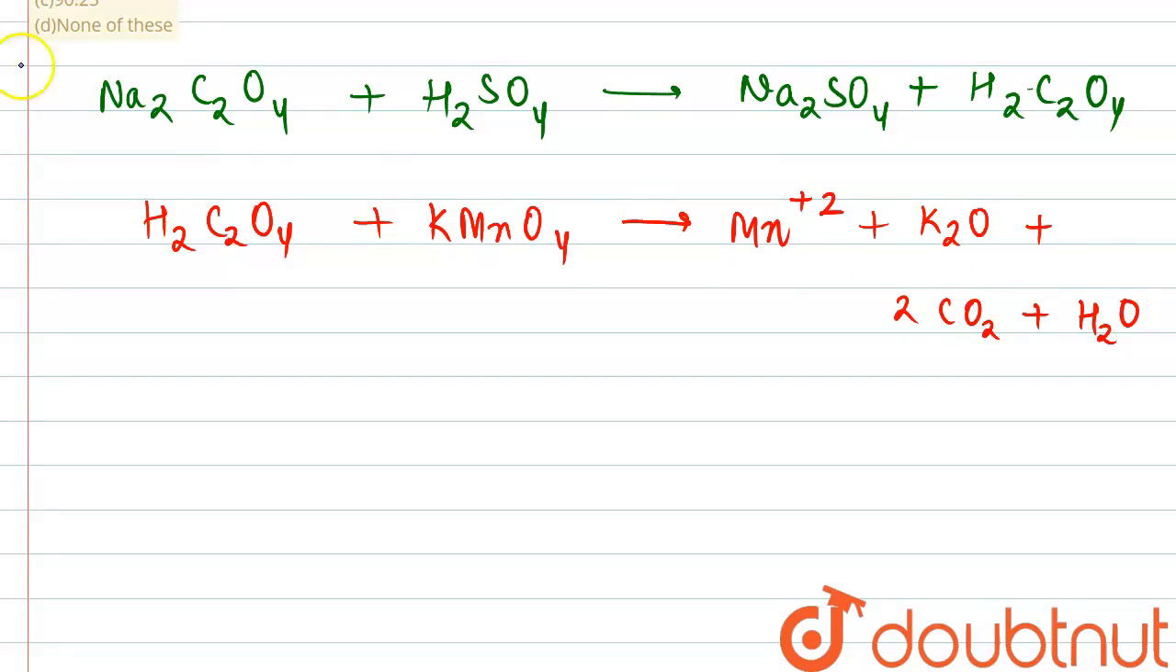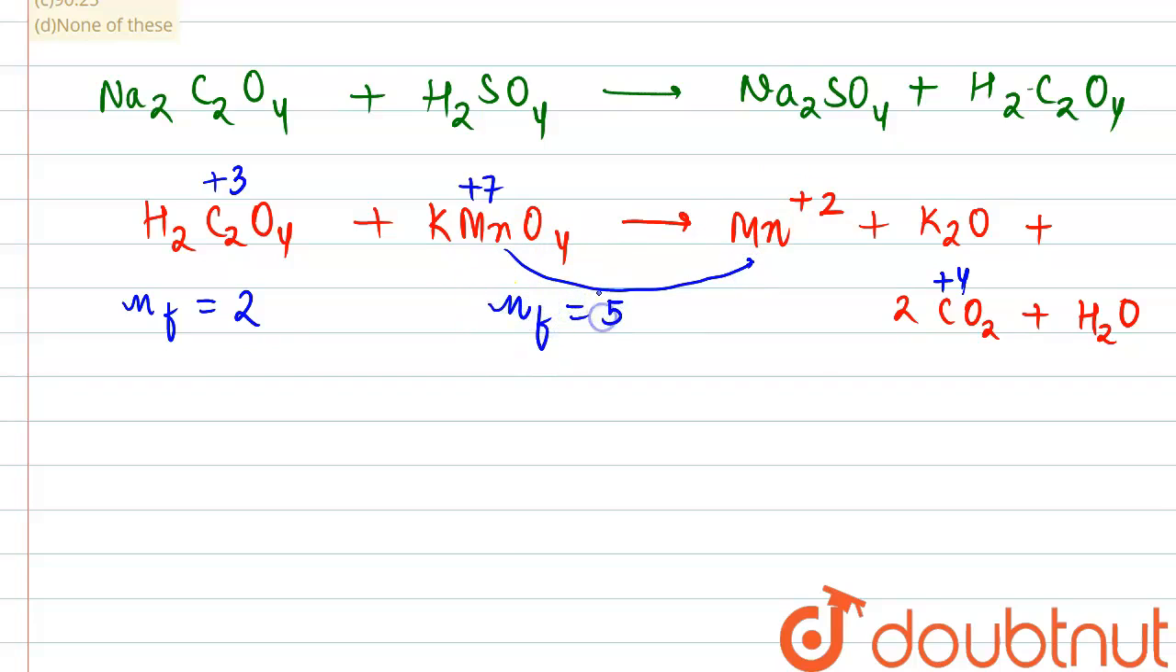Right. So now if we calculate the N factor here for the oxalic acid, if we have a look at this part, carbon plus 3 is changing into the plus 4 oxidation state, right? So there is a change of 1 electron, but we have 2 carbon units involved here, so it will be equal to 2. So the N factor for this will be equal to 2. And if we have a look at the potassium permanganate, manganese is changing from oxidation state plus 7 to plus 2. So clearly there is a change of 5 electrons, so we can say the N factor for potassium permanganate will be equal to 5.